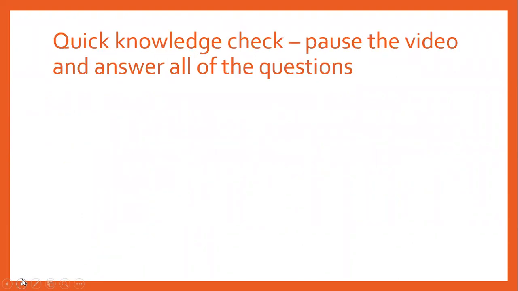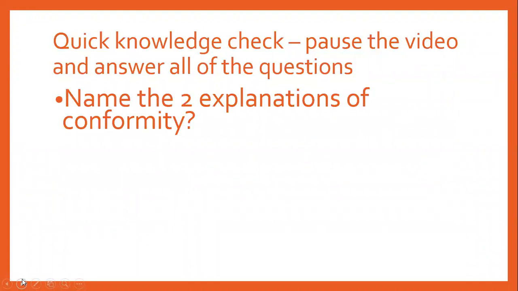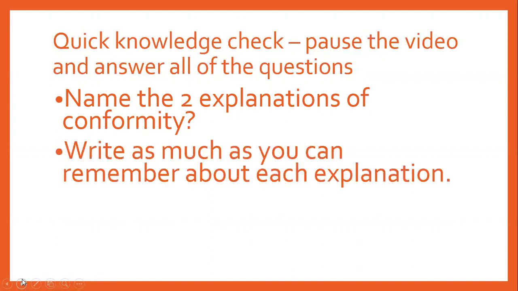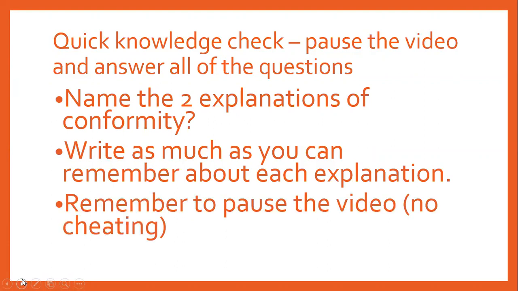Now, a quick knowledge check. I want you to pause the video once all the questions have come up, get a piece of paper, write down the answers to the questions, and then we'll take a few moments to check afterwards. Remember, you'll need a different color pen as well, just like in the classroom. First question is name the 2 explanations of conformity. And the second question, write as much as you can remember about each explanation. Remember to pause the video now. No cheating, pause it now.